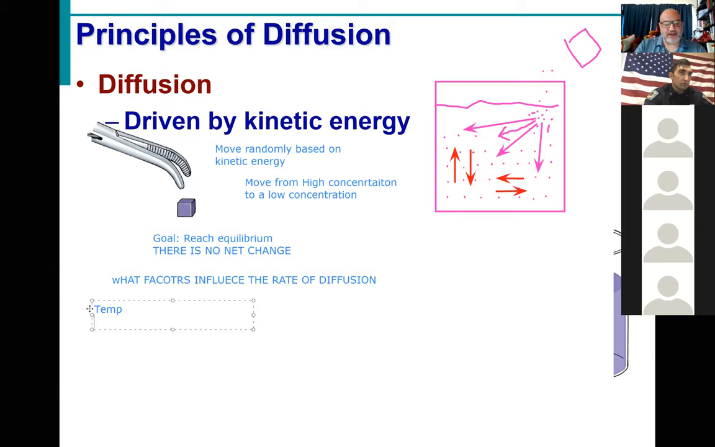Size. Size, absolutely. What diffuses quicker, small things or big things? Small. Small things move. What else? Speed. No. I'm sorry? The speed of, no. Well, you're right, but speed really in this case is going to be associated with temperature. So temperature is going to be what affects it.